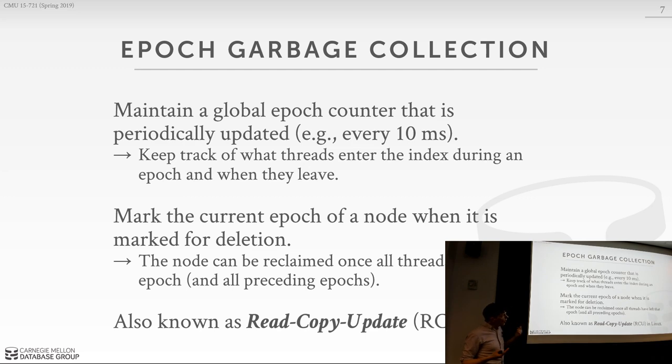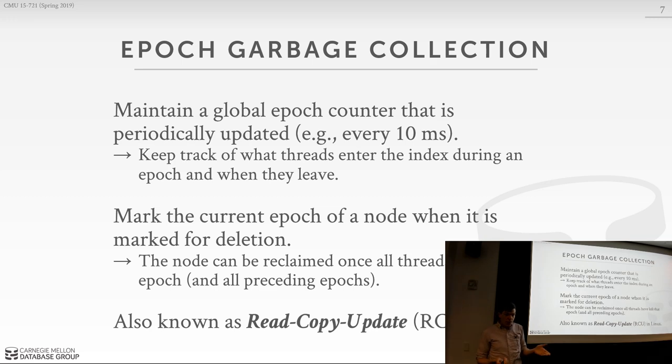Once we know that all of the threads within our epoch and all preceding epochs have gone away, then we can go through and clean up any garbage. Again, whether that's done cooperatively or with a background thread, it doesn't matter. For in-memory indexes, this is the most common approach that everyone uses. It's used outside of databases as well, inside the Linux kernel. In the operating system world, they refer to the exact same idea, but they call it read-copy-update. The Linux kernel uses this for some of its internal data structures. So if we're going to build an in-memory index, epoch-based garbage collection is the way to go.